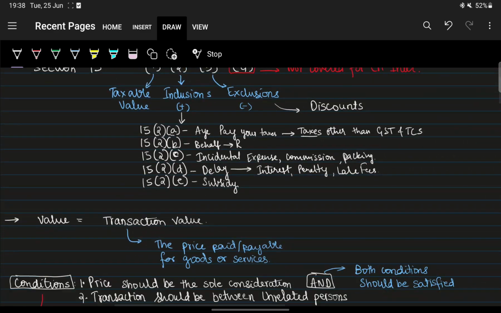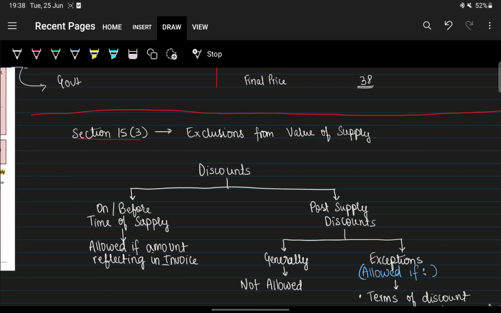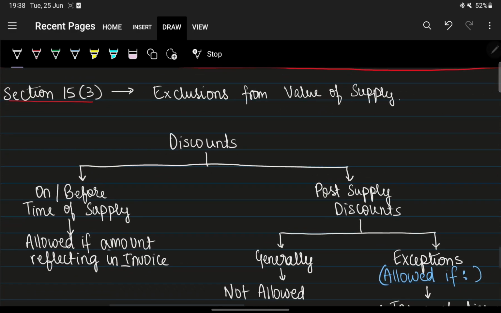Is that clear? Next, we'll move on to section 15 subsection 3, which talks about what is to be excluded from the value of supply. If you are giving any discount before or at the time of supply, then it is 100% allowed. You can reduce that discount from the value of supply. But if it is given post supply, meaning after the supply is made, then generally it is not allowed. Obviously there are some exceptions where post supply discounts are also allowed.